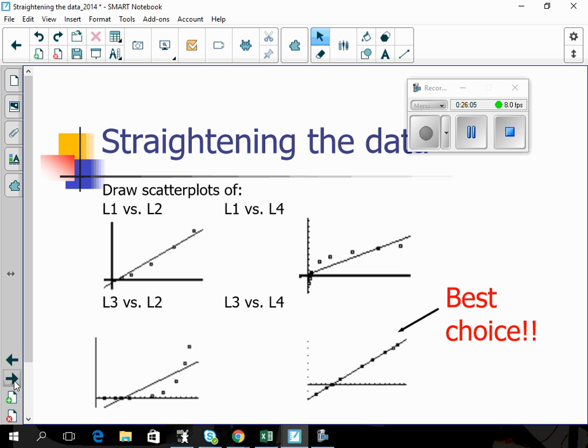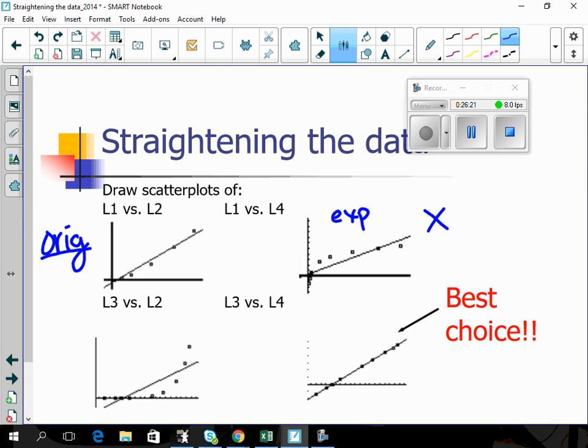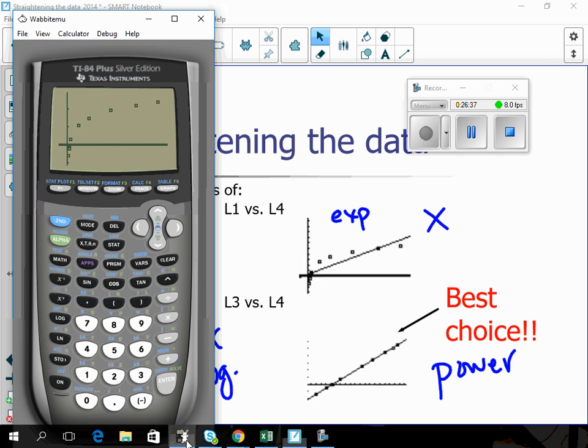Hopefully these are the plots that you came up with. This is our original data. And then this one was exponential, right? And we said no. And this one was logarithmic, I believe, and it's a no. And then this is power. Hopefully that's what you got. Really, really straight.